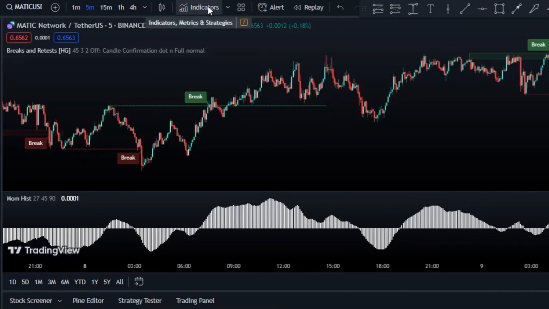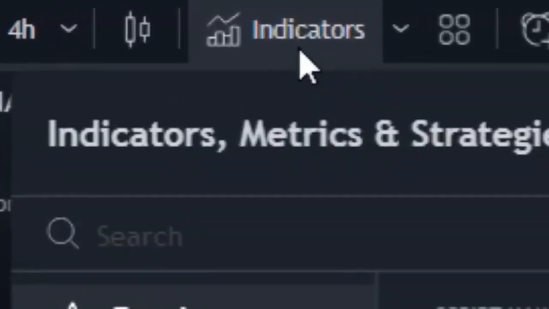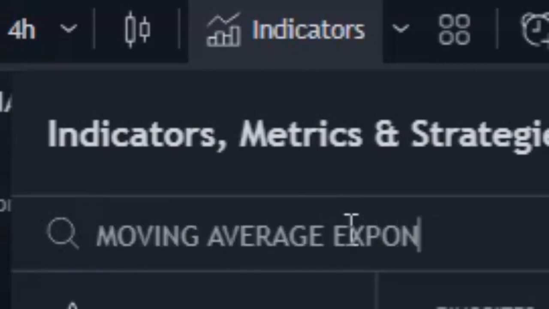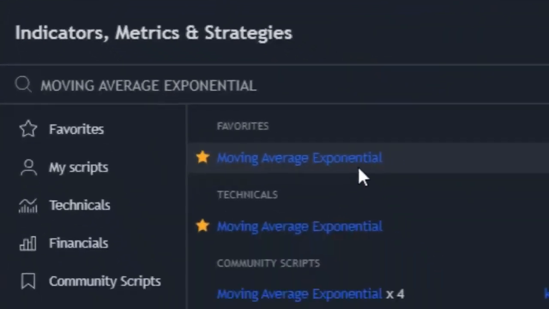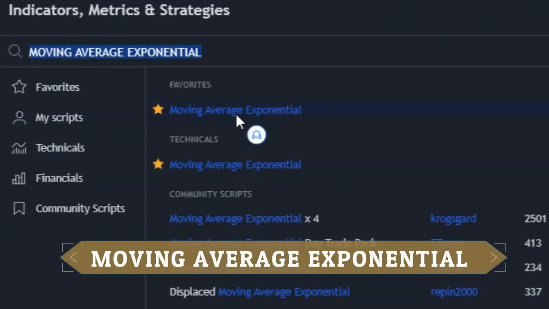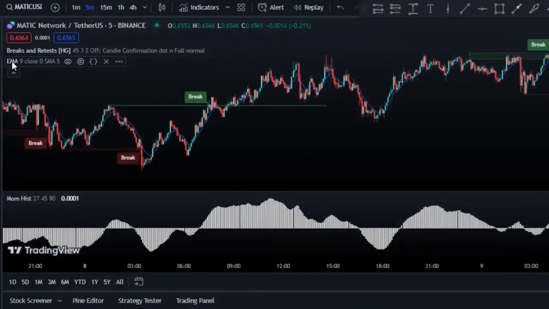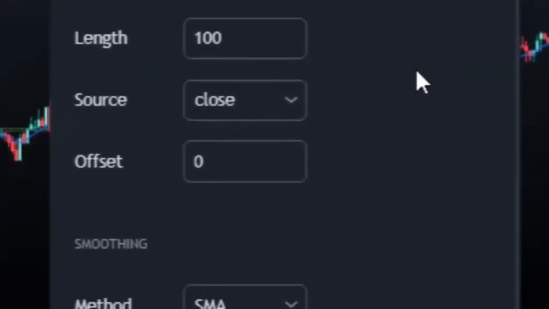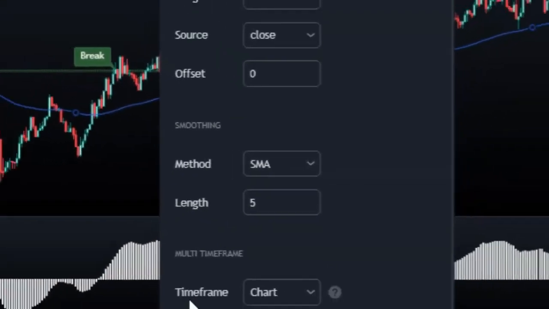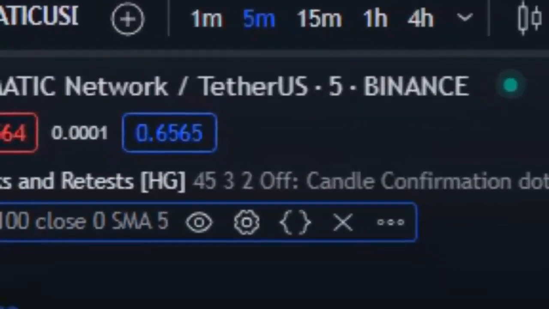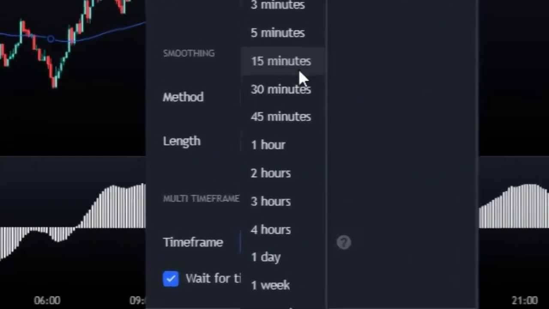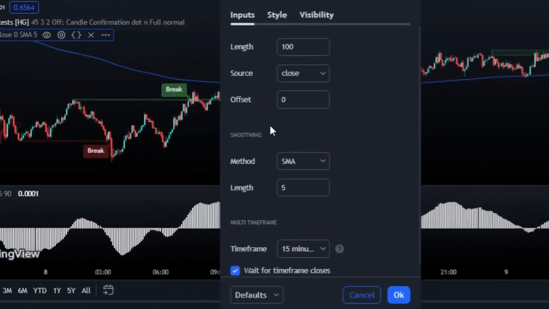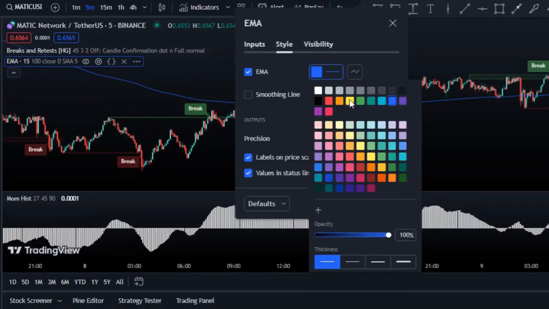In the final step to set our trading rules, we'll definitely want to incorporate an exponential moving average indicator to give us an overall view of the market trend. This will provide some additional context for signals and entry. So now in the EMA indicator settings under the input section, change the length to 100 and the time frame to 15 minutes. Then under the style, change the indicator color to yellow.